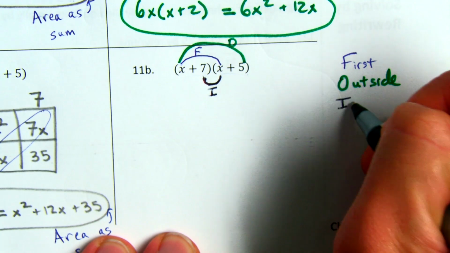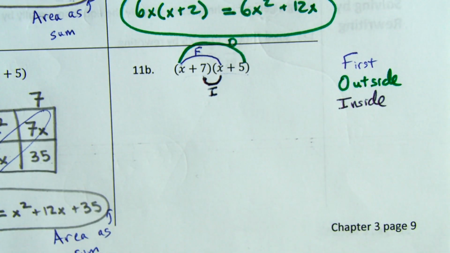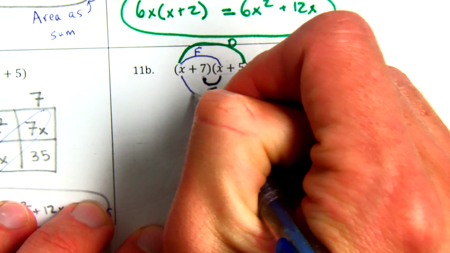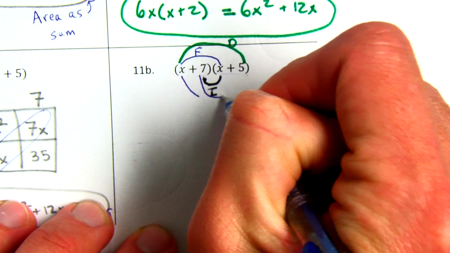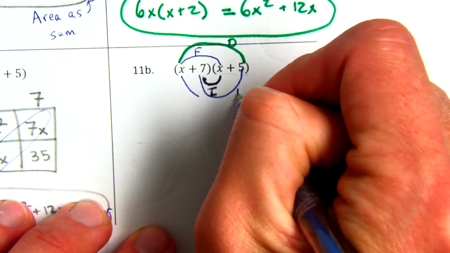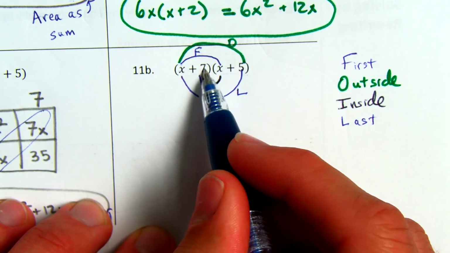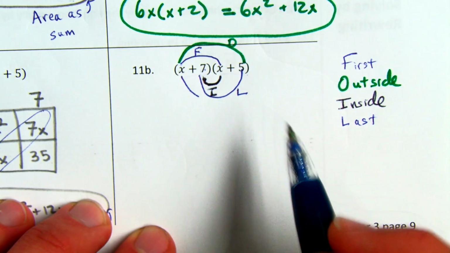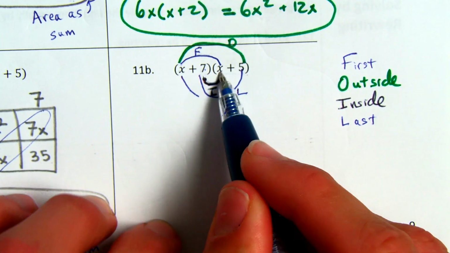I stands for inside. And then last you multiply the last terms. I'll have to reuse a color, sorry. L stands for last term. So x plus 7, 7 is the last term. x plus 5, 5 is the last term, so you multiply the two last terms. So the order goes first, outside, inside, last.